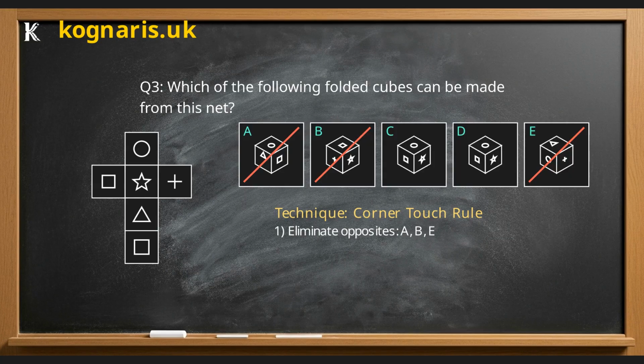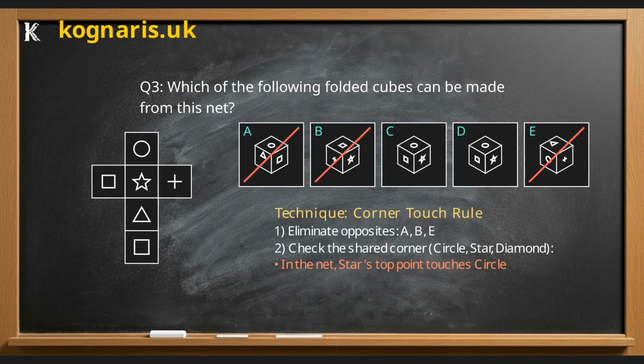Let's use opposites to eliminate first. Option A has the circle and the triangle, which are opposites. Option B has the diamond and the cross, which are opposites. And option E has the triangle and the circle, which are opposites. This leaves us with option C and D. Both show the circle, the star, and the diamond. But look at how they touch at the corner.